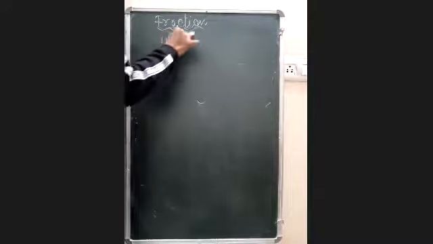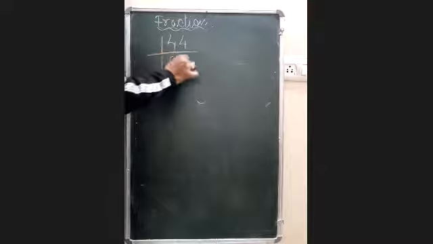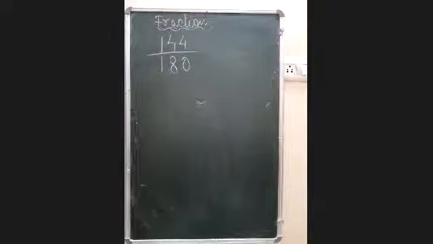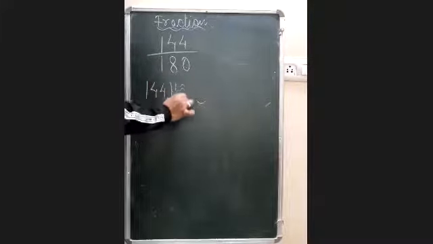Suppose the question comes like 144 upon 180, and you have to write this in the simplest form, and you are not remembering the table, that by which number should I cut it. In that case the HCF method will help you a lot. How will it help you? Remember, always take out the HCF of these two numbers. If you find the HCF by the division method, it will be easier.